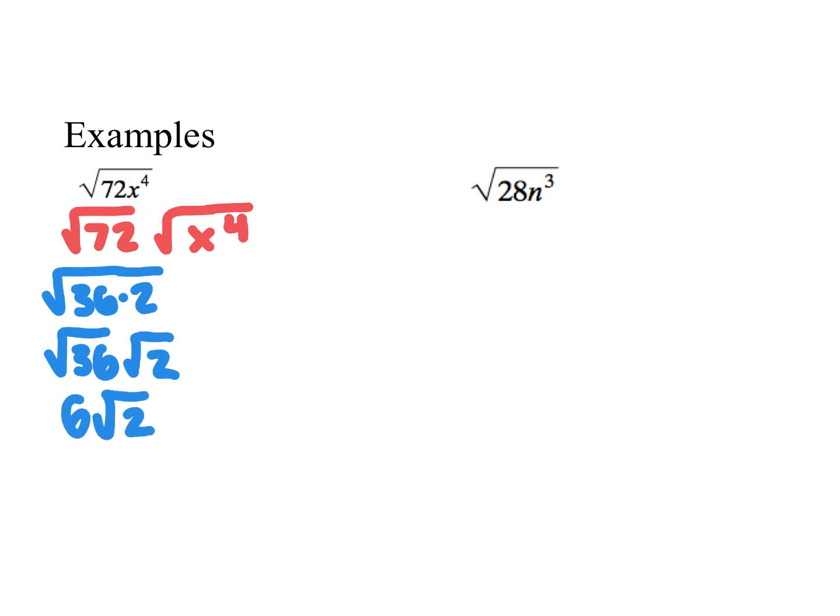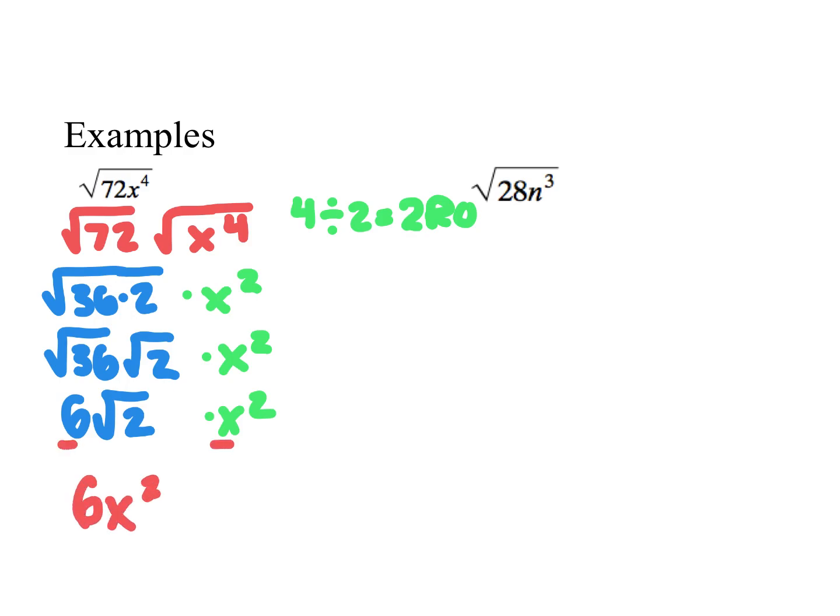For the x to the fourth part, I know that 4 divided by 2 equals 2, with a remainder of 0. So x to the fourth is just going to become x squared. So this is times x squared. So if I put this all together and keep the parts that are outside together, so 6x squared stays outside, and then you're left with radical 2.